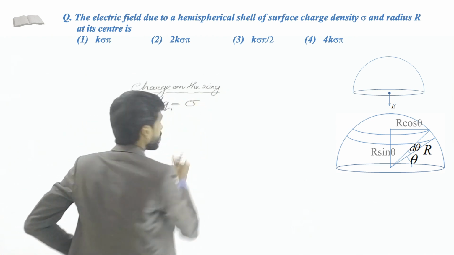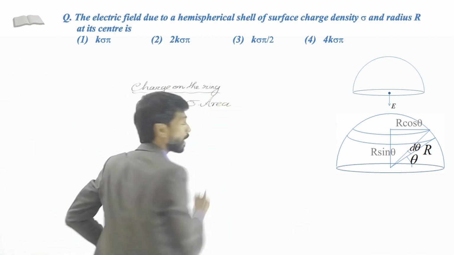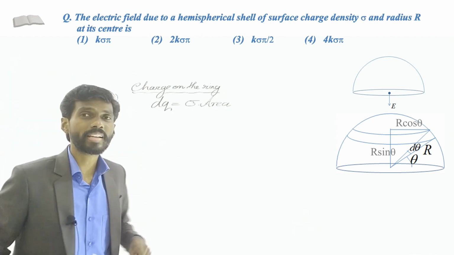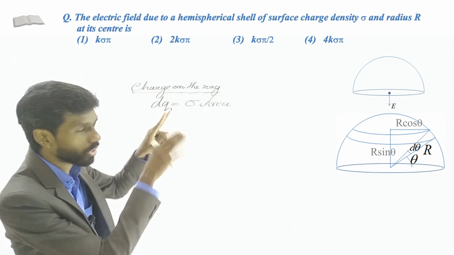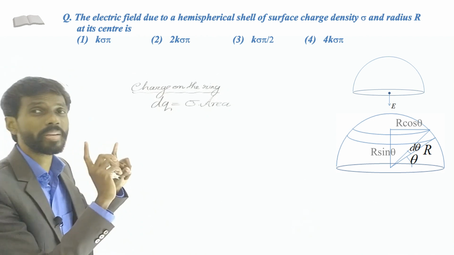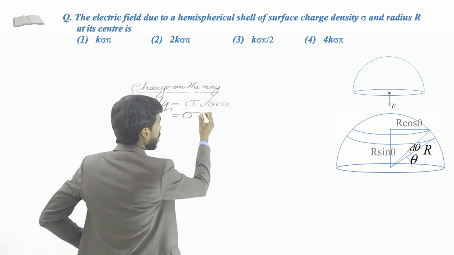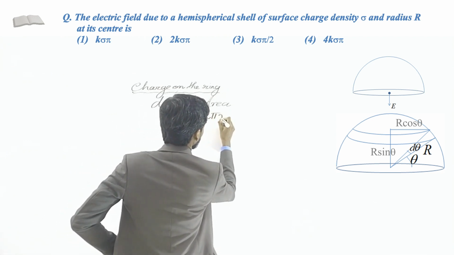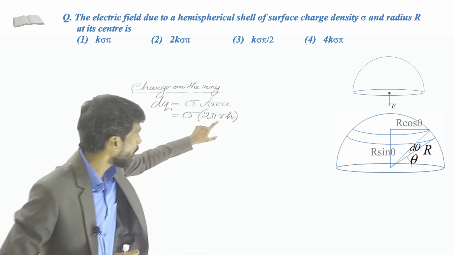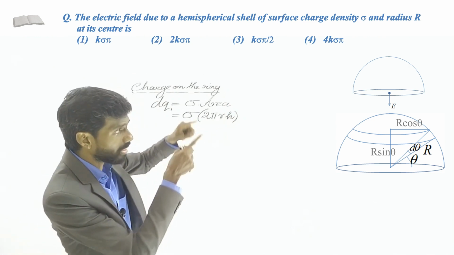dq has a value. What is charge? The surface charge density multiplied by the area. So area of that ring is what we need to find. That looks like a cylinder, right? Not exactly, because that portion is curved, not straight. It is curved, but for a small thickness, we can consider this to be a cylinder. So what is the area of a cylinder? So dq equals sigma multiplied by 2 pi r h, the curved surface area of a cylinder. Here r is the radius of that cylinder or this ring, and h is the height of the cylinder, that means that thickness.